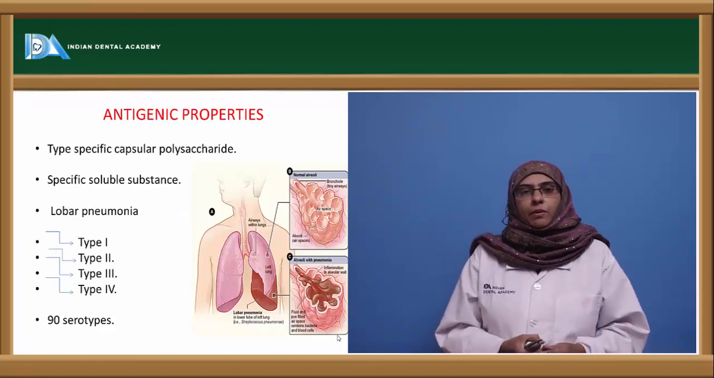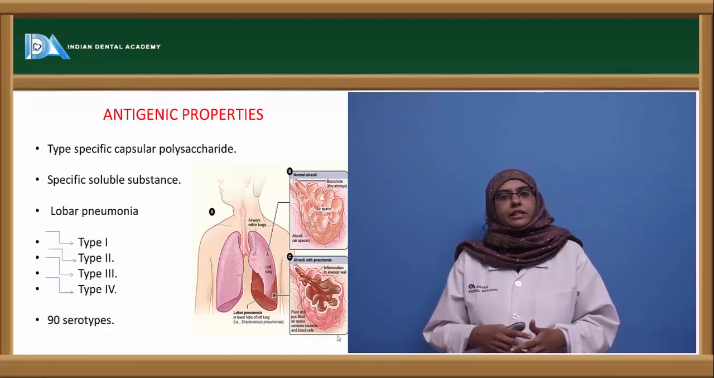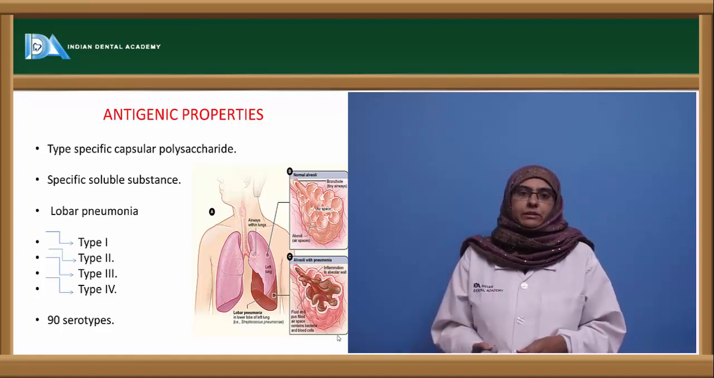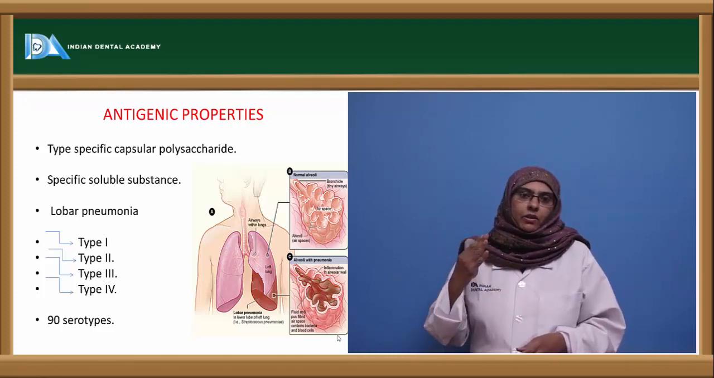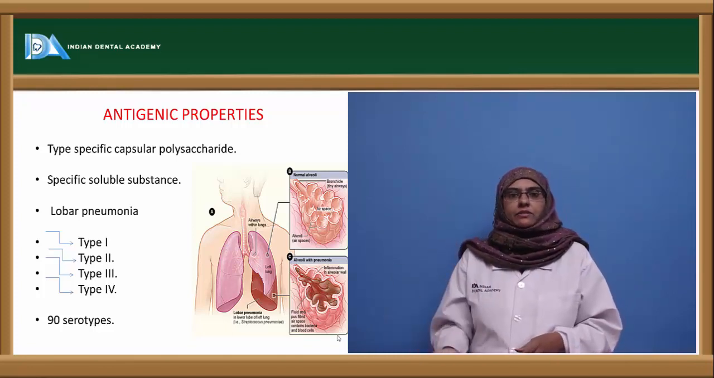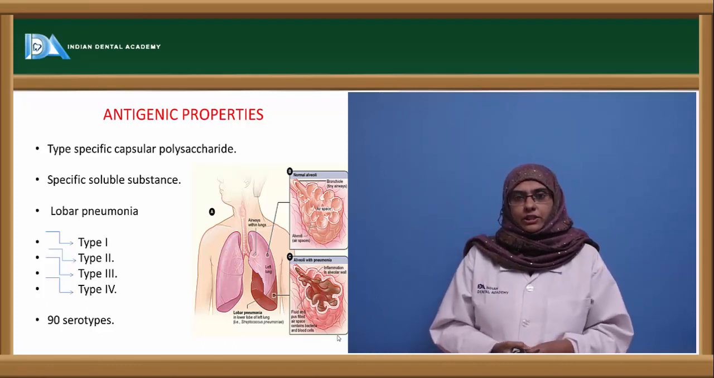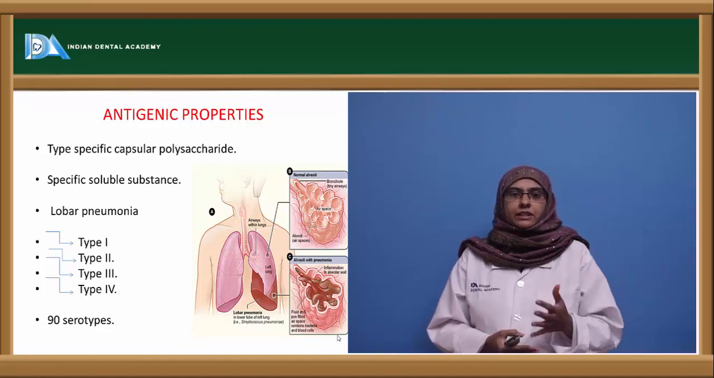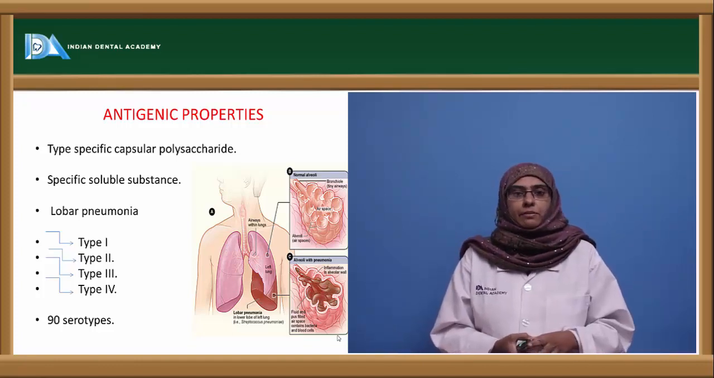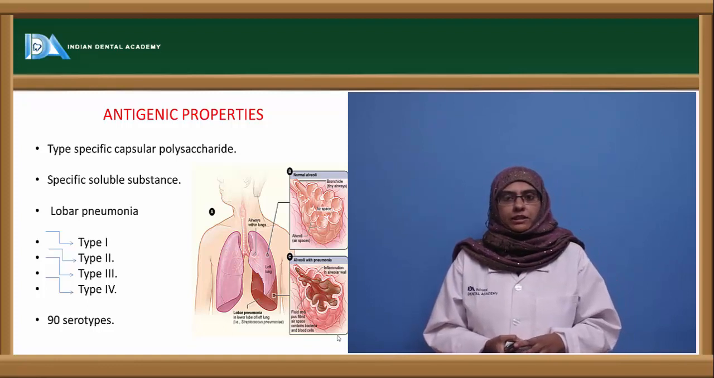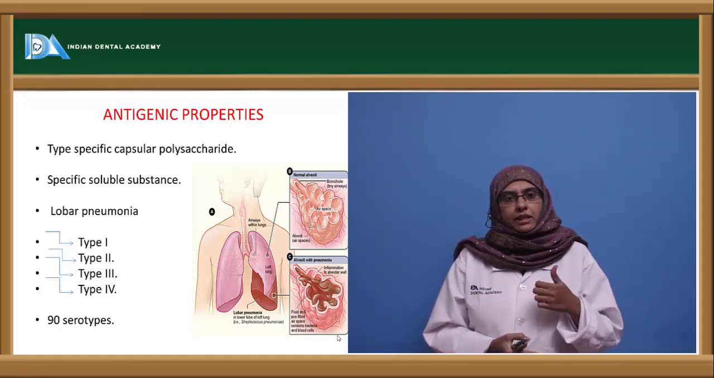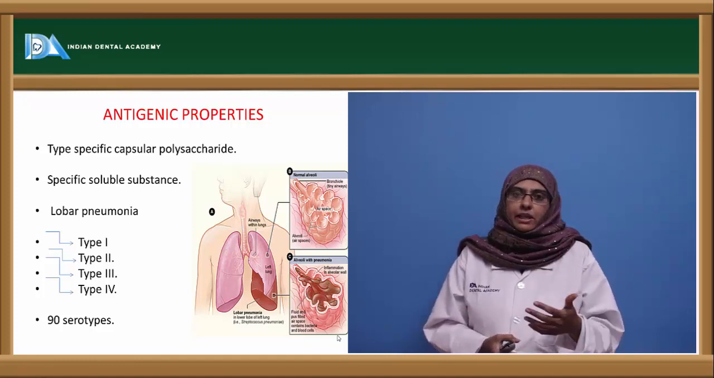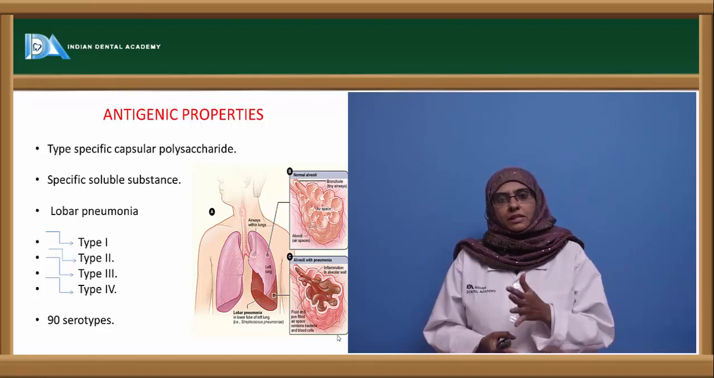Now coming to the antigenic property. Antigens are nothing but substances that induce the production of antibodies, and they interact with the immune system. Here the antigens are highly virulent in nature and are the reason for the pathogenesis or causation of the diseases. In the antigenic property, the specific feature exhibited is the type-specific capsular material present around the organism, and this capsular material is easily able to diffuse into the exudates or into the media, and hence it is called the specific soluble substance.